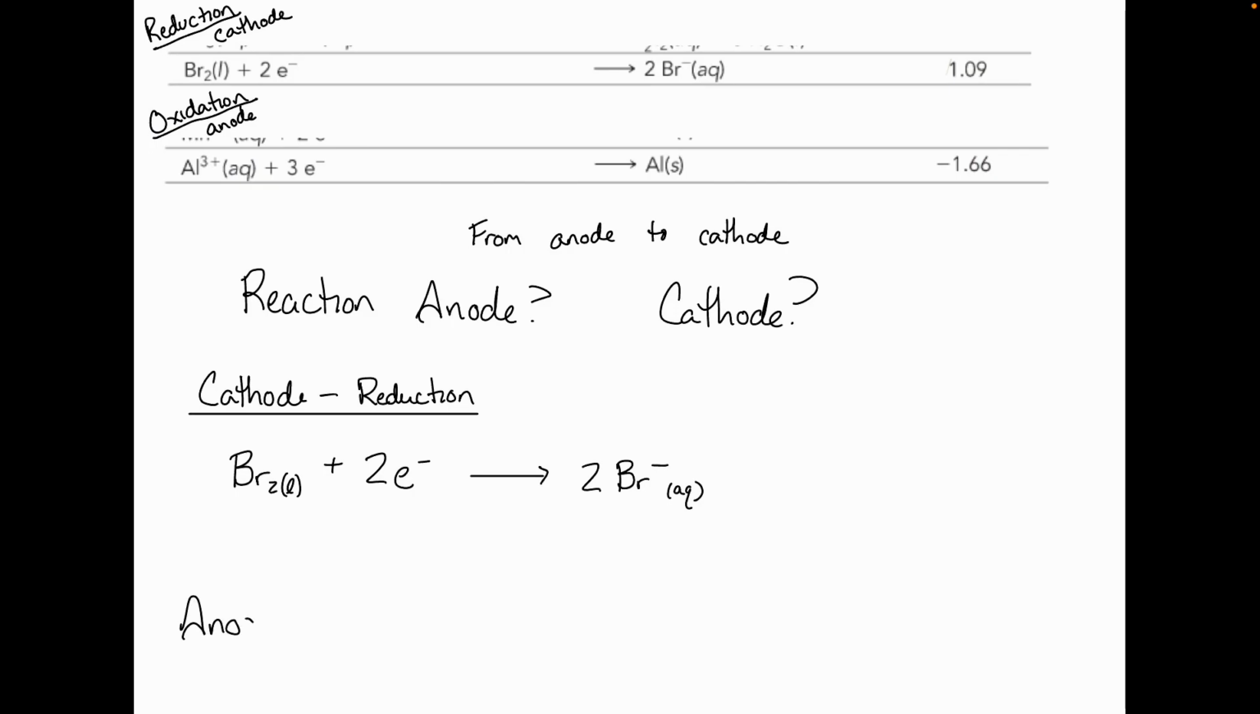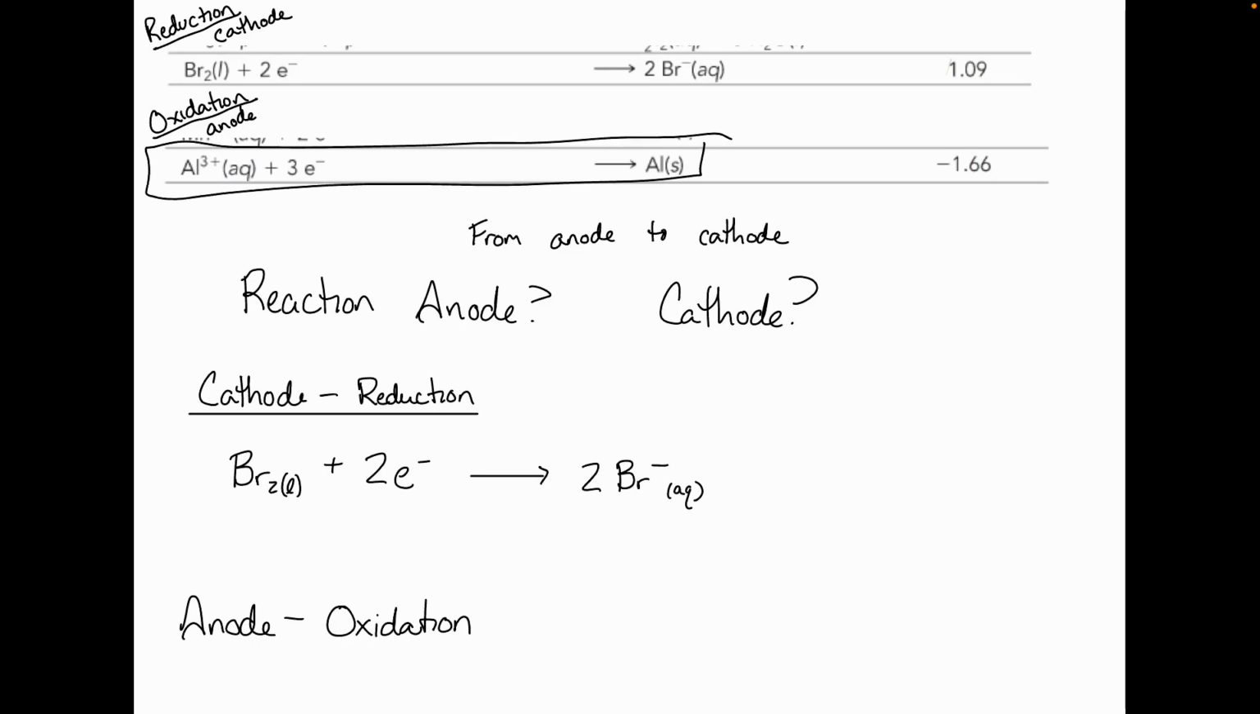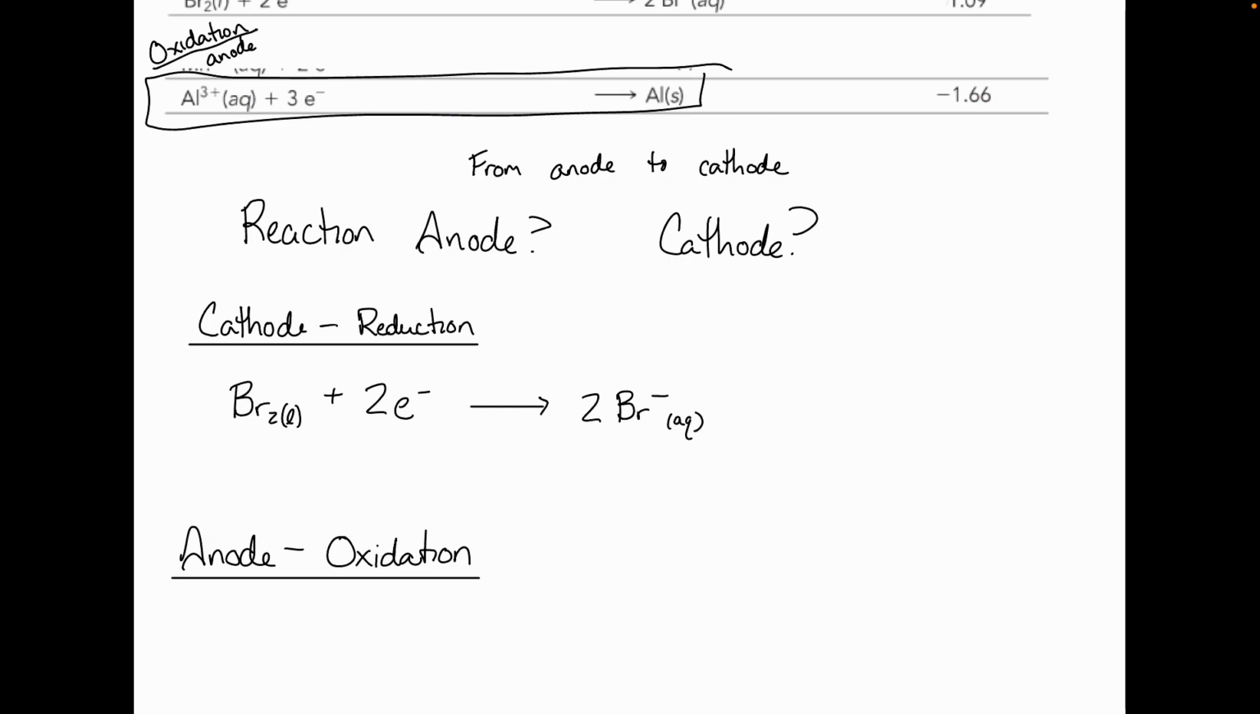For my anode half reaction, my oxidation, what am I going to have to do to this equation I get from my table? If this is the reduction reaction, what am I going to have to do? I got to flip it. I got to have my electrons on the product side for my oxidation reaction. So I'm just going to take what's on my table here and flip it. So now this is aluminum solid going to the aluminum ion and 3 electrons.